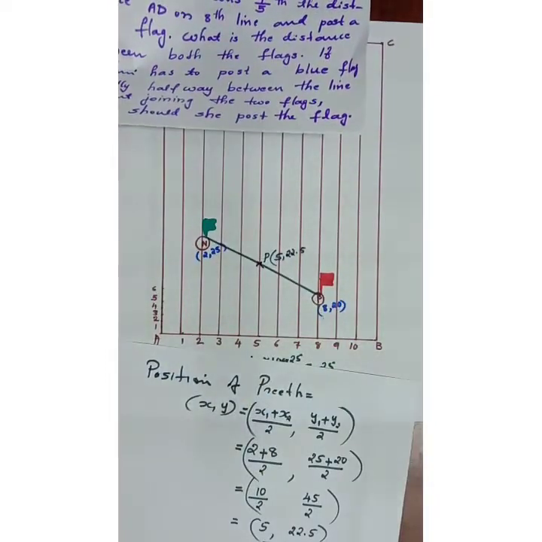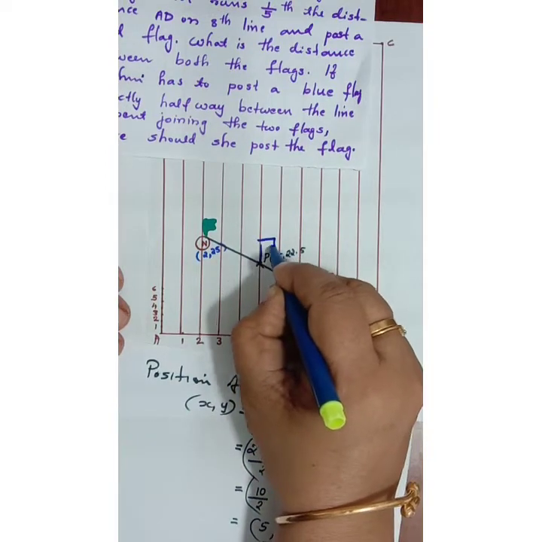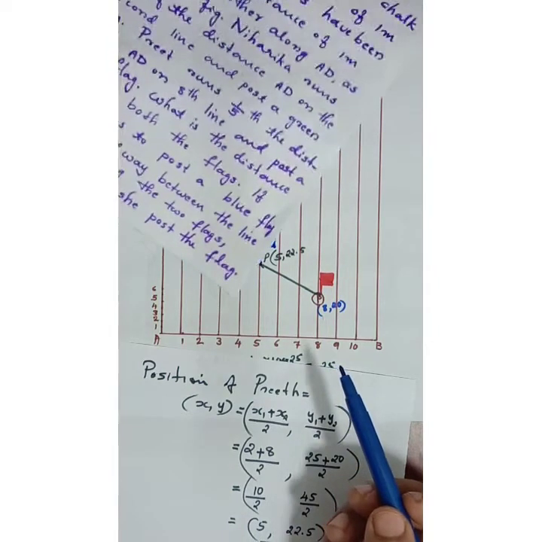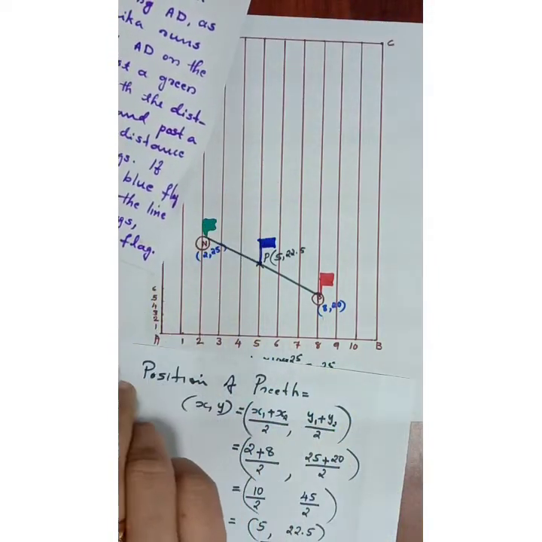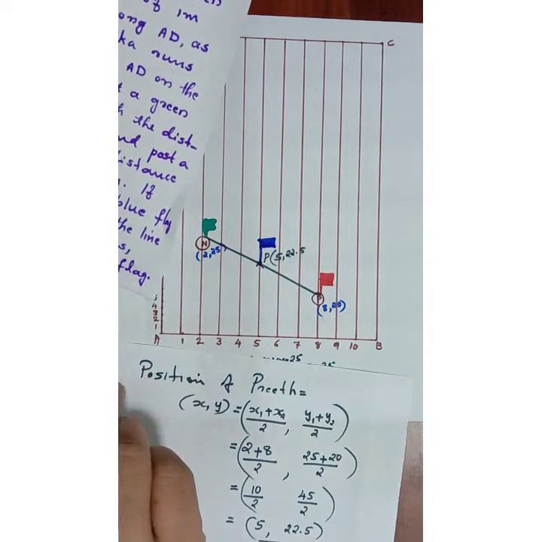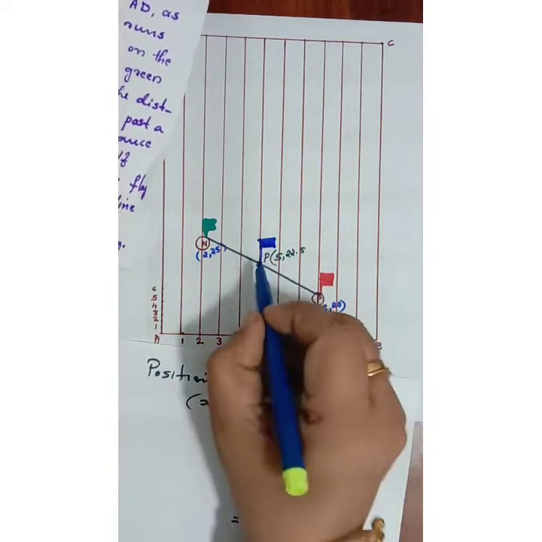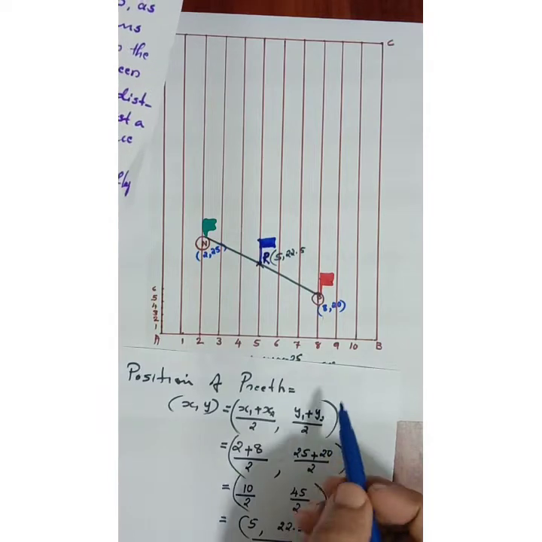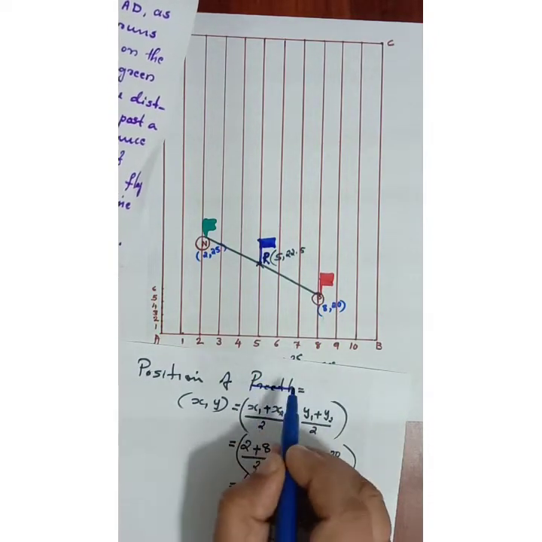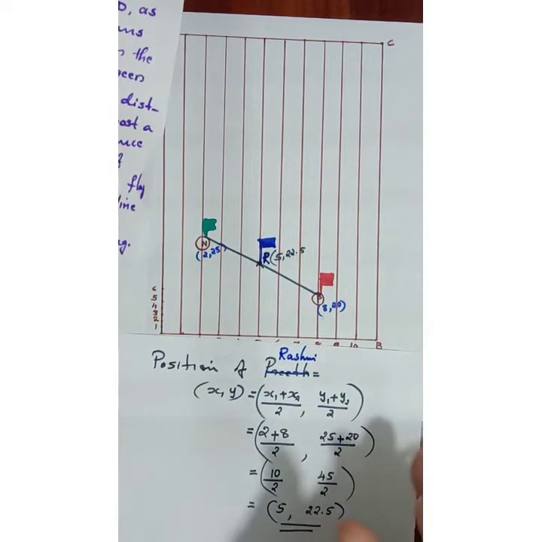One more thing is asked in the question. There it is the blue flag. Here you can show the blue flag by this girl. So blue flag here we are getting. So this is the position. What is the distance between both the flags? If Rashmi has to post a blue flag, so this girl is Rashmi. Preet is having the red one. So this is Rashmi's position.